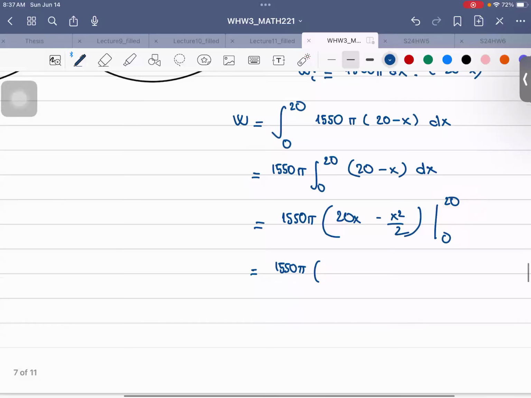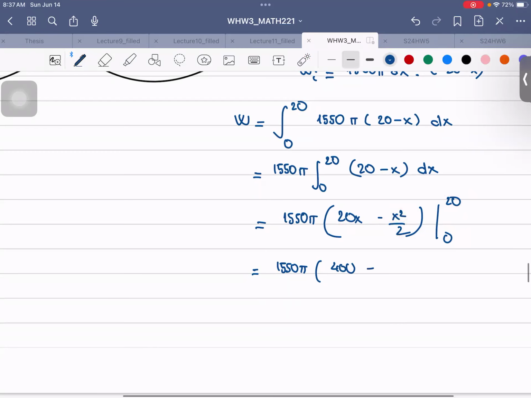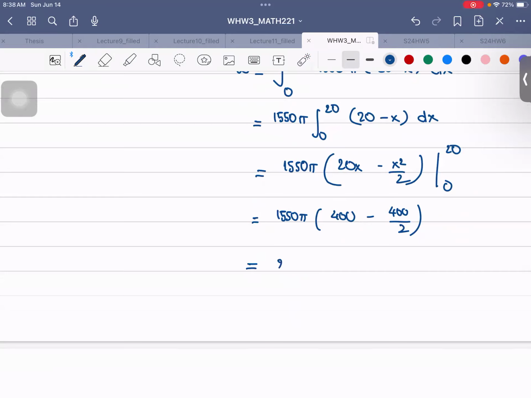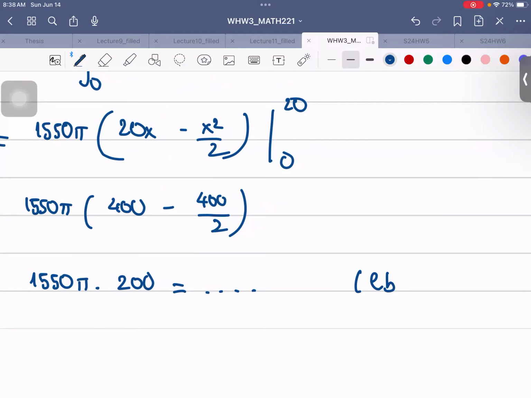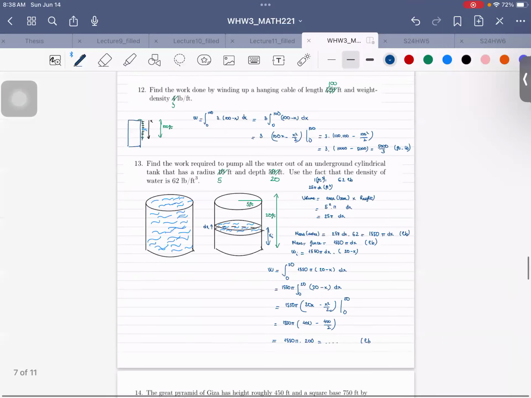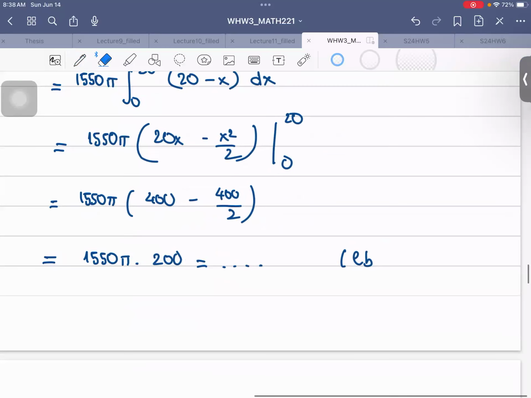20 times 20 gives you 400. 20 squared divided by 2 gives you 400 divided by 2. So that means you have 155 pi times 200 because 400 divided by 2 is 200. 400 minus 200 gives you 200. And then you multiply, you will get the final result, and the unit is feet pound.